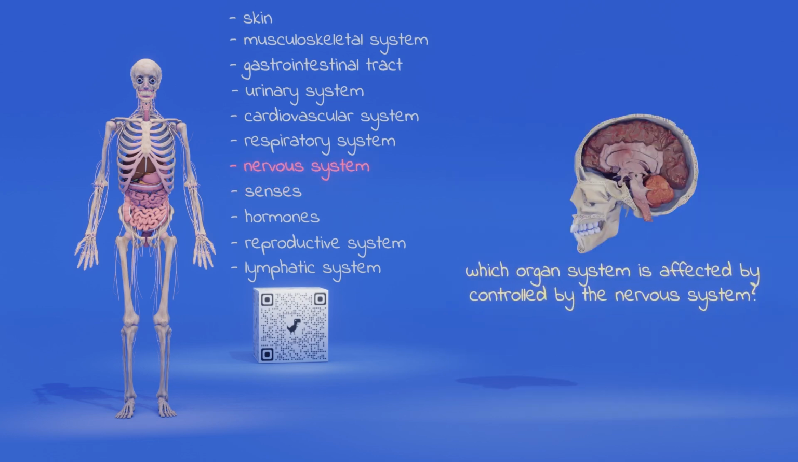To return to the nervous system. The senses, therefore, receive stimuli. The nerve cells transmit this to the brain, and the brain processes it. Then we speak of an observation. The brain then gives a response back. And where does the brain send the signals? Which organ system is now controlled by the nervous system?